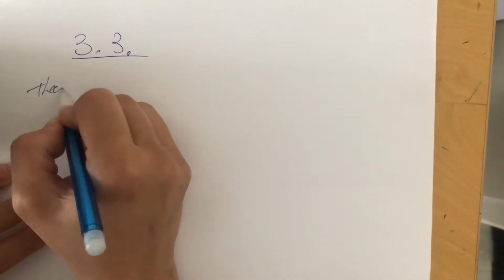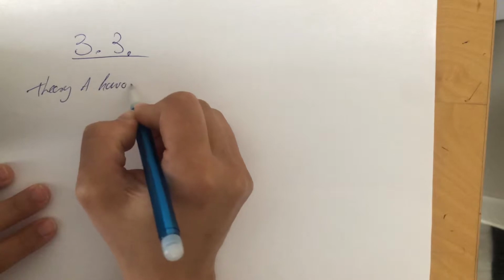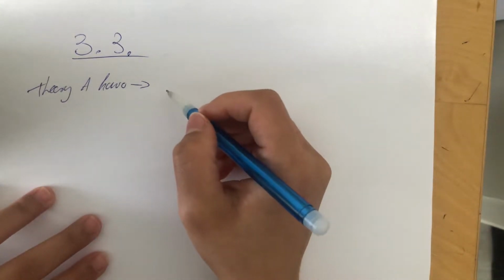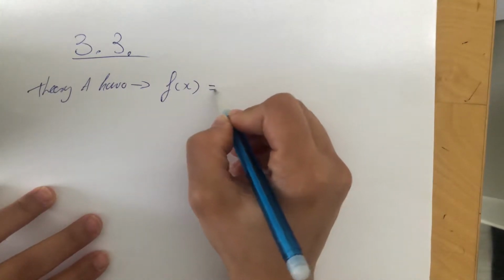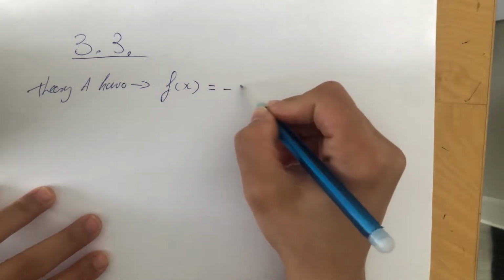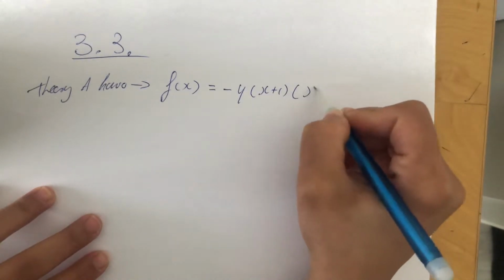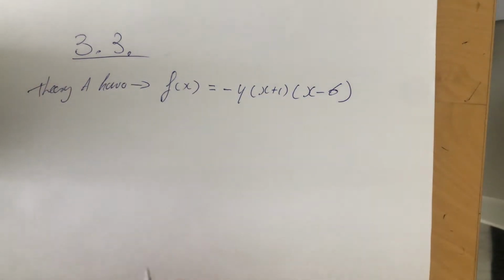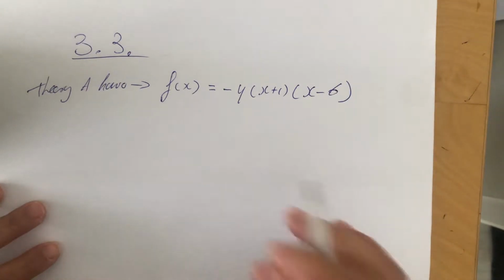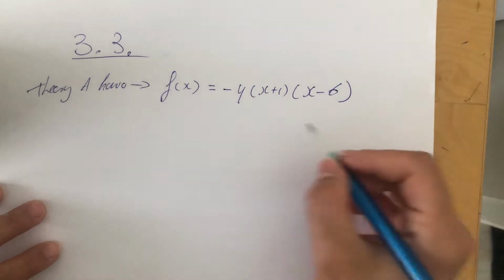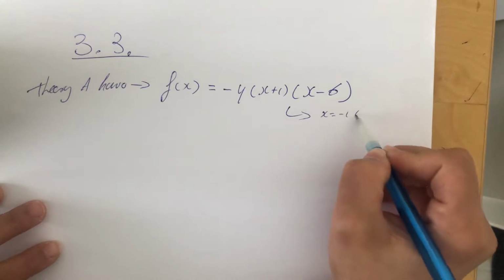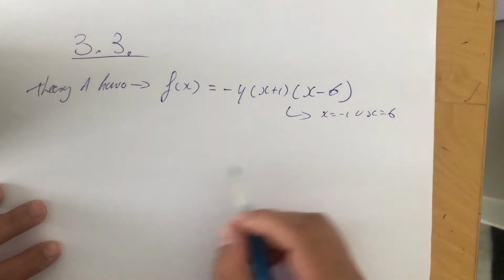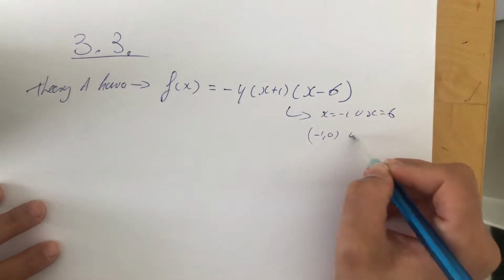So theory A, Half-O, they're basically telling you that a generic form of a parabola can also look like this: f(x) = -4(x + 1)(x - 6). And if you caught up on the chapter, you already know that the x-intercepts will be x is -1 and x is positive 6. So you get the coordinates (-1, 0) and (6, 0).